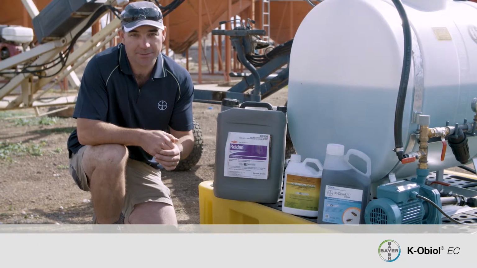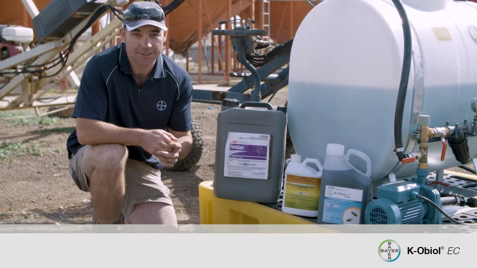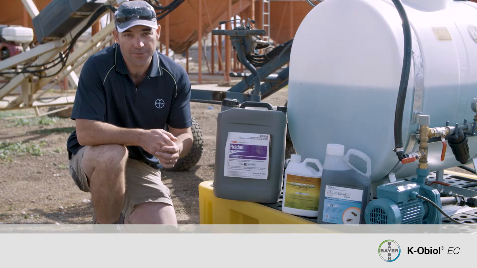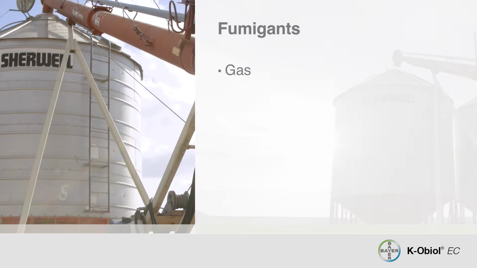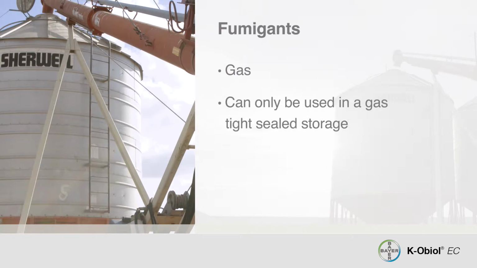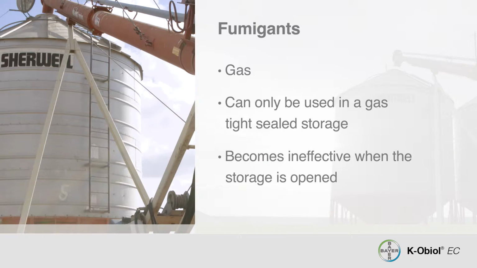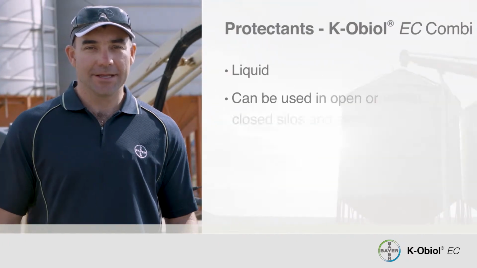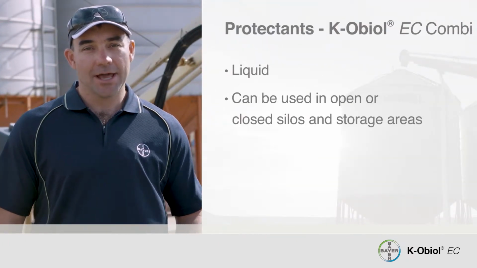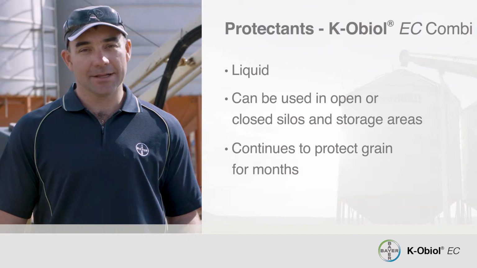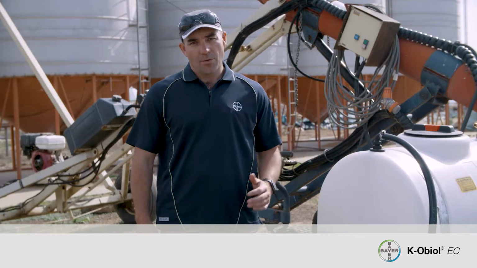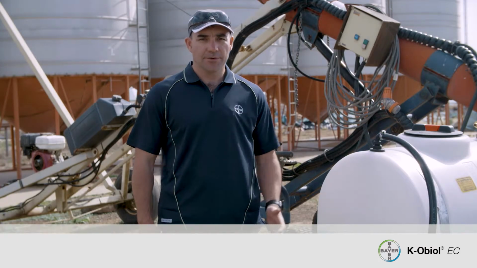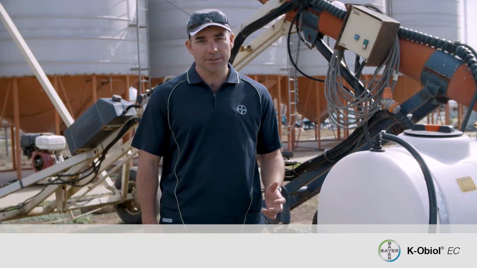Essentially, there are two ways to protect your grain from insect infestation, with a protectant or with a fumigant. Because a fumigant is a gas, it can only be used in a gas-tight sealed storage, and it becomes ineffective once the storage has been opened. K-Obiol, on the other hand, is a protectant. This means it can be used in an unsealed storage, and it will protect your grain for up to 9 months in optimal conditions.